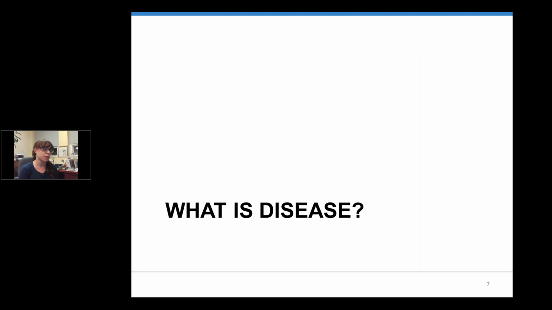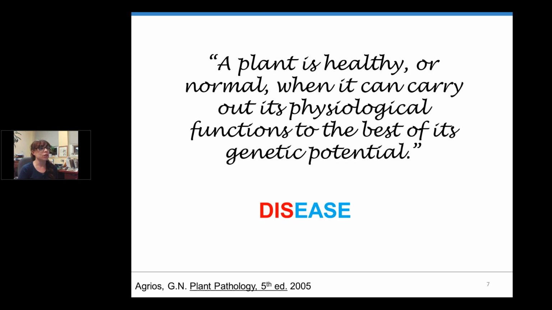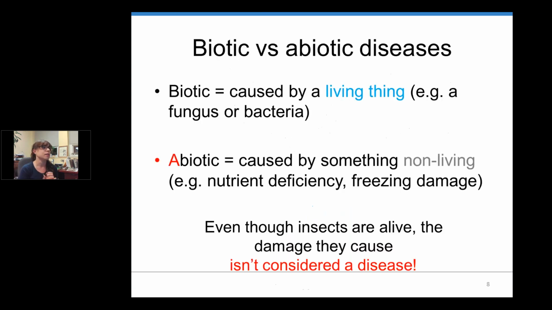So as I mentioned, the first thing I think that's important to talk about is what are we talking about when we are talking about disease? And so I kind of like this sort of flowery quote, but a plant is healthy or normal when it can carry out its physiological functions to the best of its genetic potential. So when a plant is being the best little plant that it can possibly be, and it's not being munched on by insects or affected by any diseases, or it's not suffering from a nutritional deficiency, the plant is healthy. And if any of those problems do exist, you can say that it has a disease. And the word itself, dis-ease, kind of speaks to that a little bit.